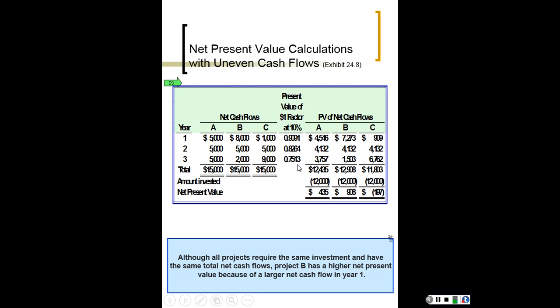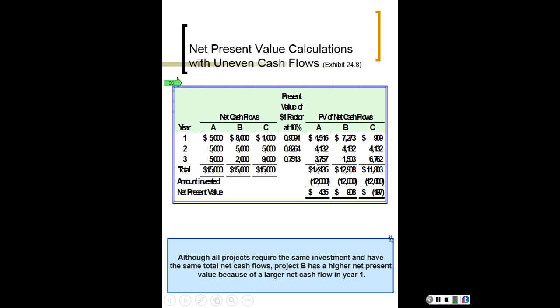So they're exactly the same in total, but the amount that you receive every year differs. So let's consider the present value of $1, and we'll look at it for 10%. You can go back to your table and take a look for 3 periods at a return of 10%. So if you take 5,000, multiply it by 0.9091, you'll get 4,546. If you take 8,000 multiplied by 0.9091, you'll get 7,273. And finally, if you take 1,000, multiply it by 0.9091, you get $909. Okay? So that's how we get these present values of the net cash flows.